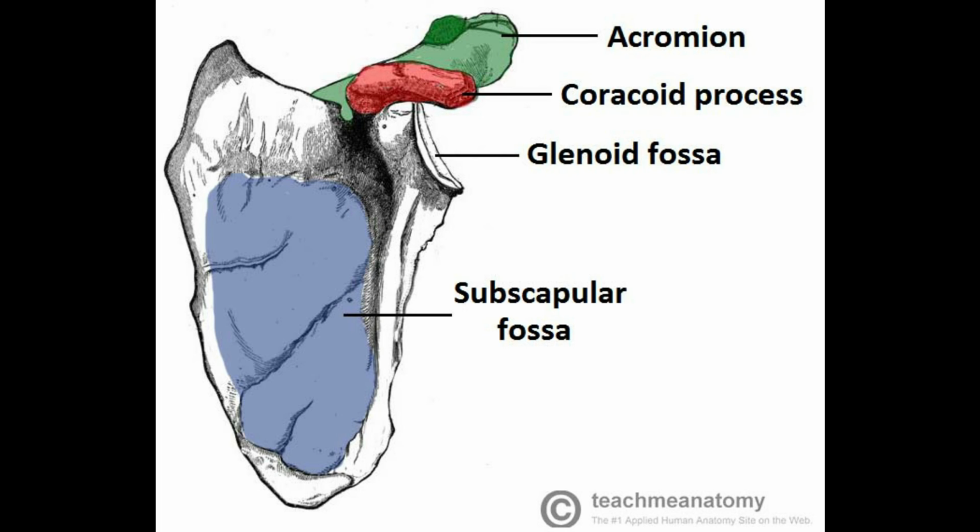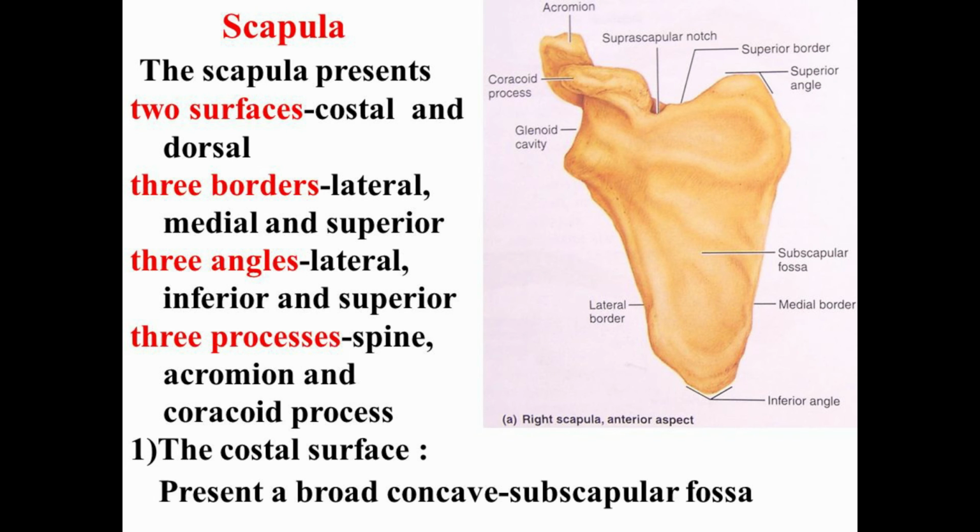So now in the end, just look at the names of the surfaces, borders and angles of the scapula. First of all, look at the surface names. There are two surfaces in the scapula named the costal surface and the second one, the dorsal surface. Now looking towards the borders, there are three borders in the scapula, named the superior, lateral and the medial. The last one, moving on to the angles of the scapula, these are also three in number, named the superior, inferior and the lateral angle.